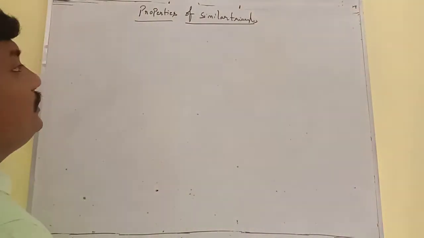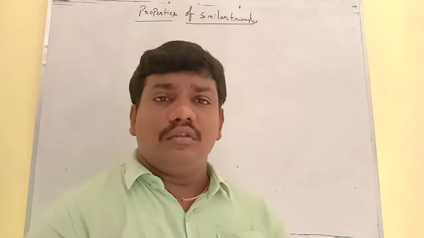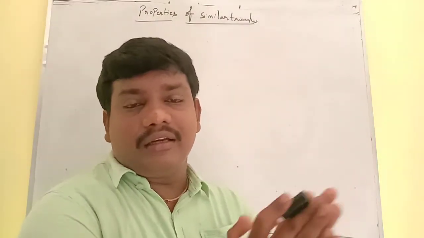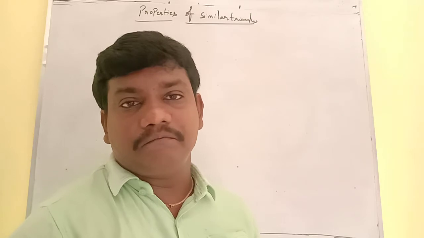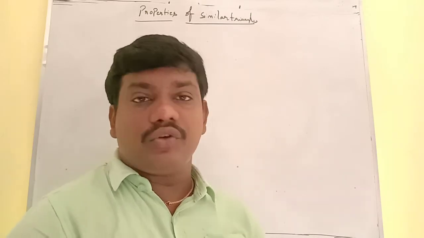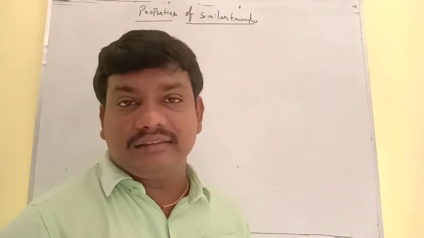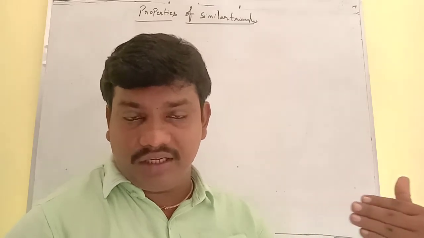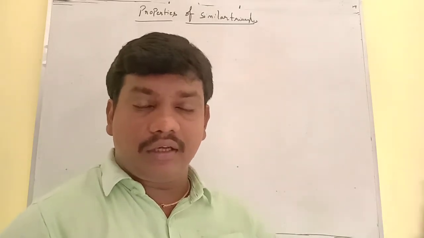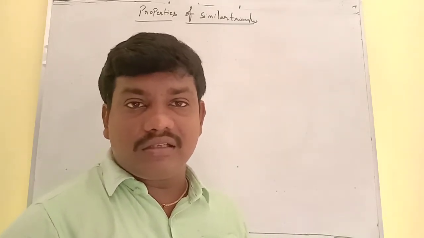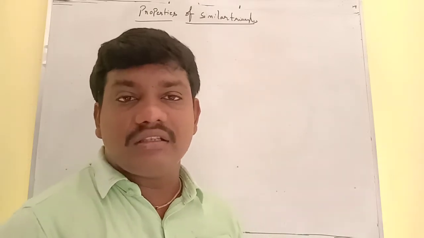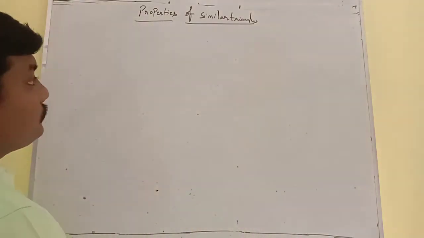The first condition: if two triangles are similar, then how are the ratios of their corresponding sides, the ratios of their corresponding altitudes, the ratios of their corresponding angular bisectors, and the ratios of their corresponding medians related? Now we have to see this.